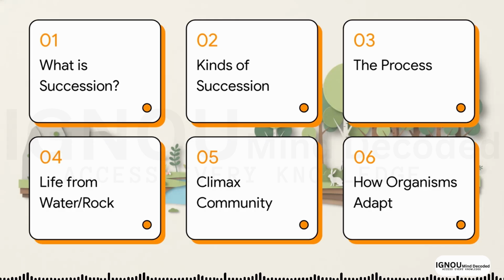So, here's what we've got on the agenda today. We'll kick things off with what succession actually is. Then, we'll look at all the different types and the step-by-step process. After that, we'll get into two really cool real-world examples, figure out what this final climax stage is all about, and wrap up by seeing how plants and animals adapt to all these changes. Ready? Let's get into it.